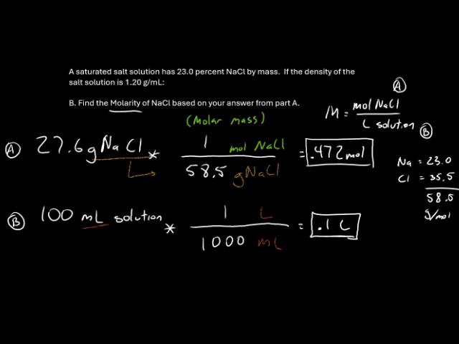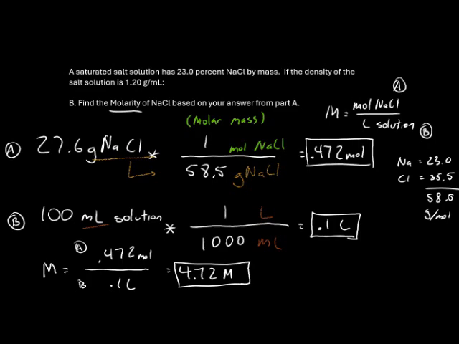Now for our final step, we'll say molarity is the answer from Part A divided by the answer from Part B. Part A gave us 0.472 moles, and Part B gave us 0.1 liters. If we divide those, we will get 4.72 molarity. Therefore, our salt solution has a molarity of 4.72.